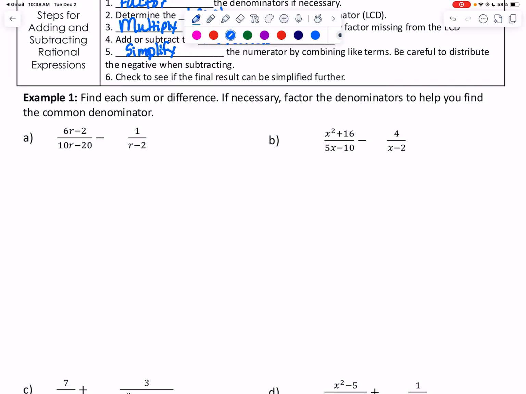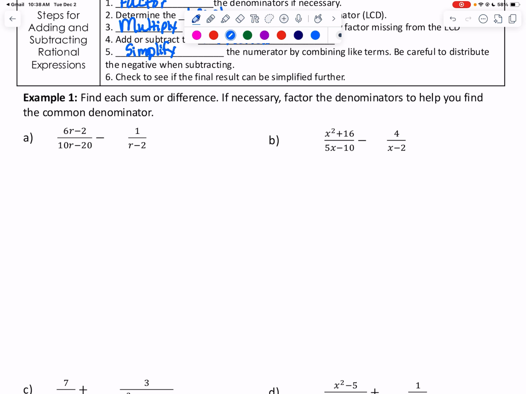All right. In example A, we have 6r minus 2 over 10r minus 20, and we're subtracting the fraction 1 over r minus 2. So we're trying to find a common denominator here so that we can subtract these two fractions. So in step 1, it says to factor the denominators if necessary.